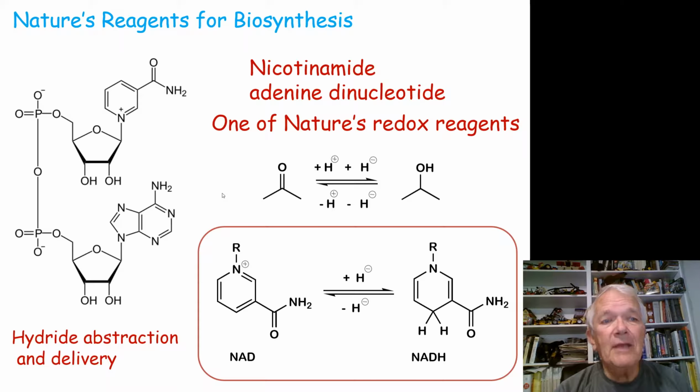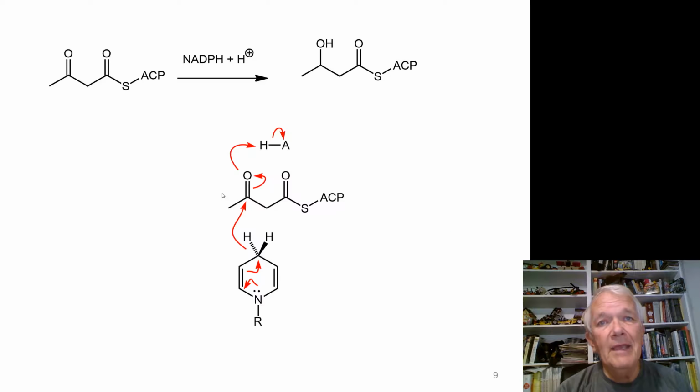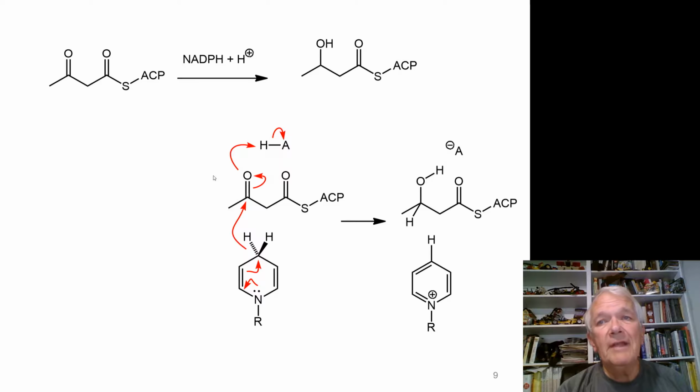And hydride abstraction and delivery, that's the name of the game. And basically what's happening here is that the electrons of the nitrogen just come back to restore aromaticity, delivering that hydride to the carbonyl carbon. At the same time, the oxygen would be picking up a proton. So that's the main idea of reducing to an alcohol.